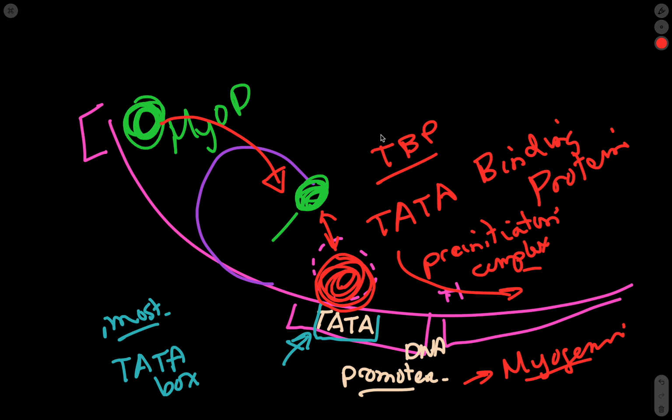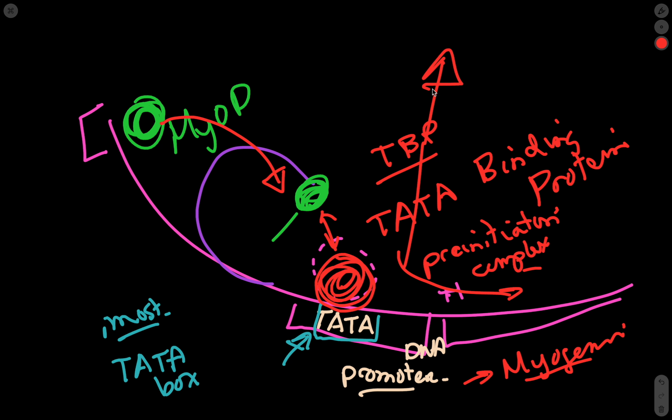The rate limiting step in the transcription of myogenin is TBP is missing from the pre-initiation complex. The other promoter binding proteins and even RNA polymerase are there ready to go, and we just need to get the TBP there, and MyoD's job is to do that. It's the rate limiting step, so MyoD must act on the rate limiting step to increase transcription.